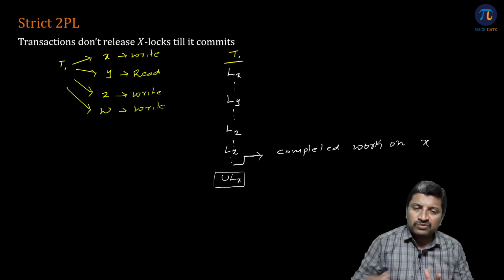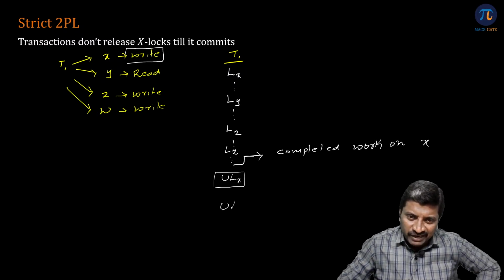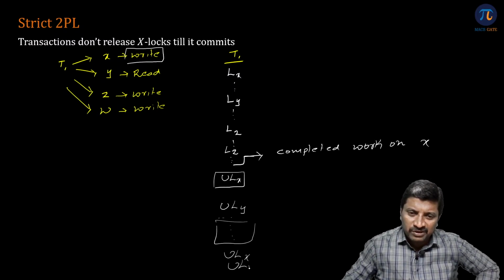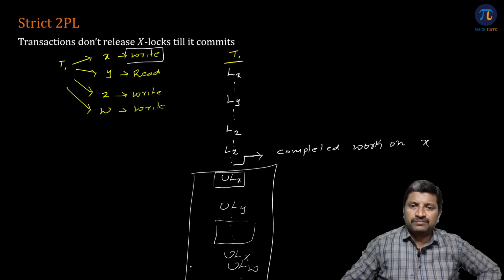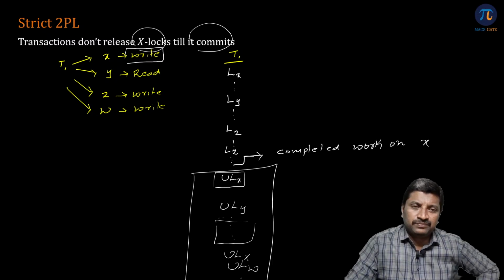I don't release. Okay, because on X it is having an exclusive lock. It is a write operation, but it can release Y. It can release Y, and again it can continue the work. Okay, but after that it will go like X, W, so on, because all of them must be in the second phase. Okay, so transactions don't release any X locks till it commits.